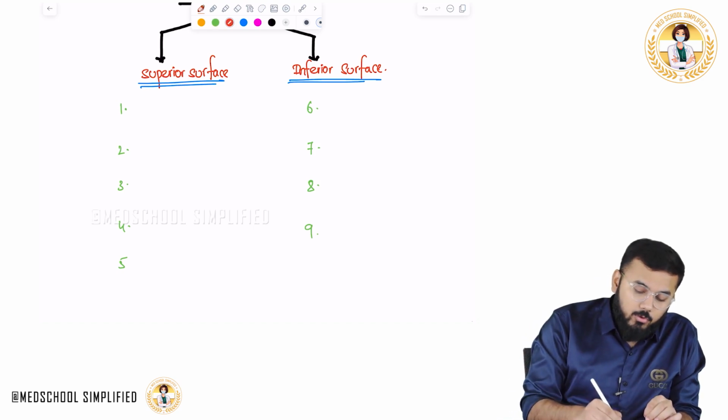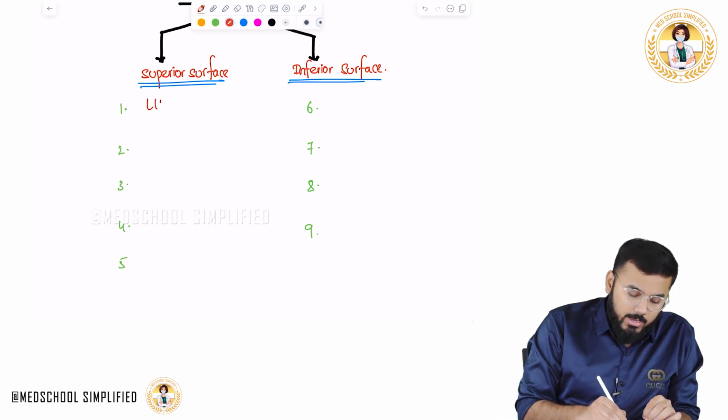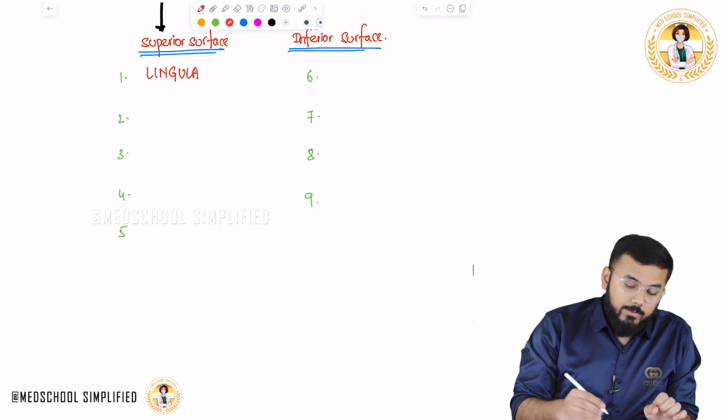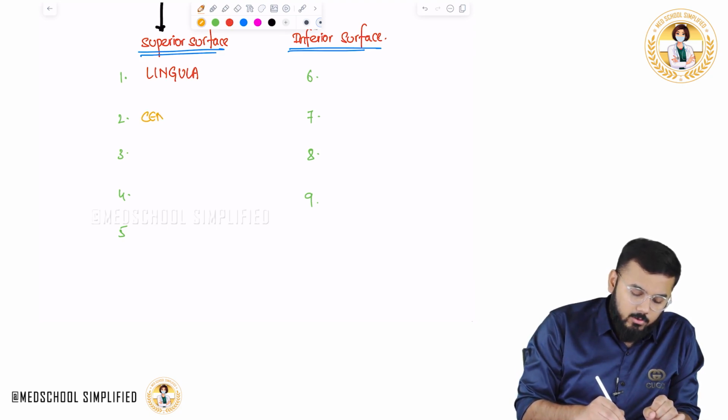So what is the name of lobule number 1? That is called as lingula. That is called as your lingula. Now what is the name of lobe number 2? That is called as central lobule.